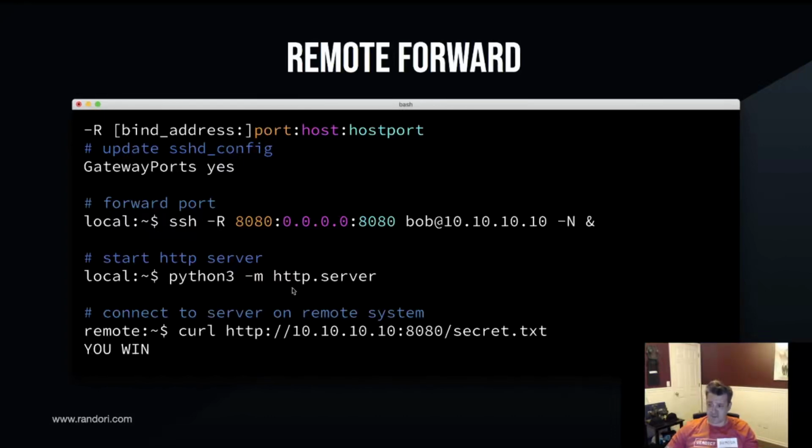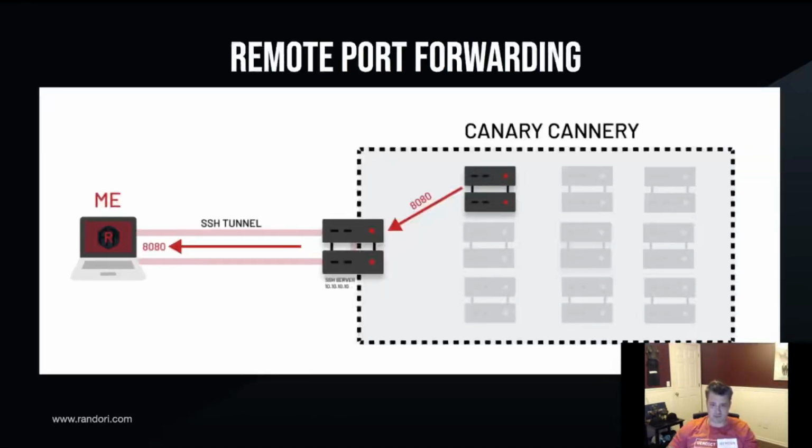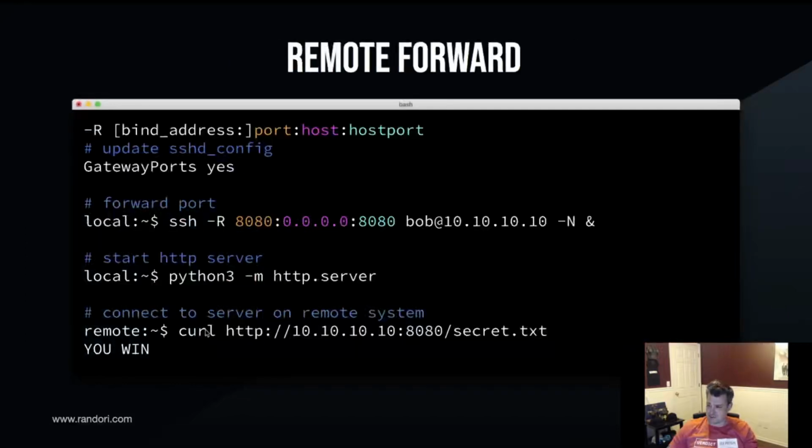For this example, I just start a simple HTTP server because I just want to serve a file from my local system. And then on the remote system, so if you remember, let me go back one here. So this is the remote system now. If I run that curl command, it's going to hit here and then hit my laptop. So you can see here, curl 10.10.10.10 is that remote system. And then I hit that port 8080. I grab the secret, and then once again, we get to win, which is pretty awesome.